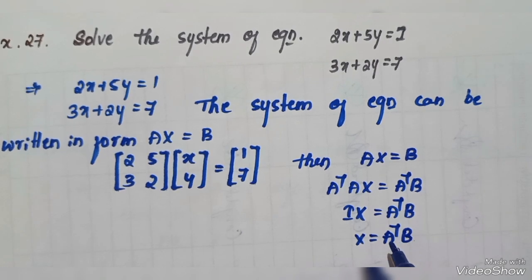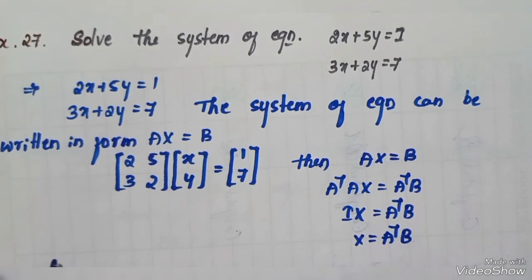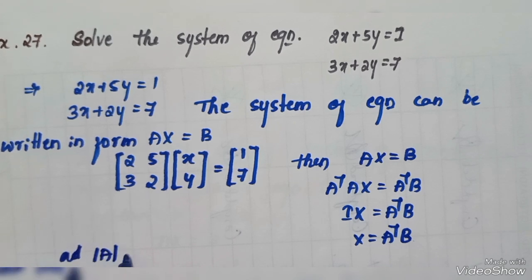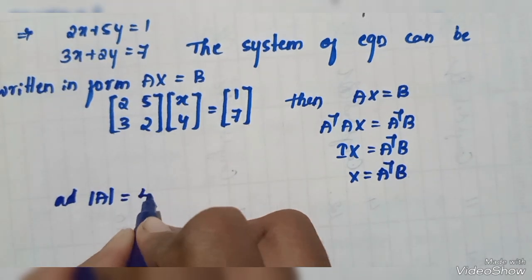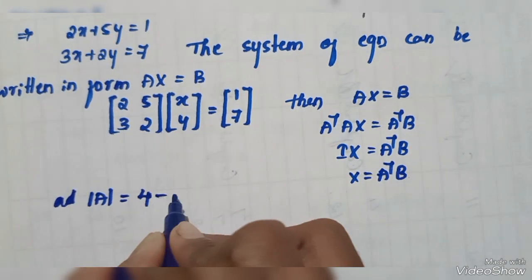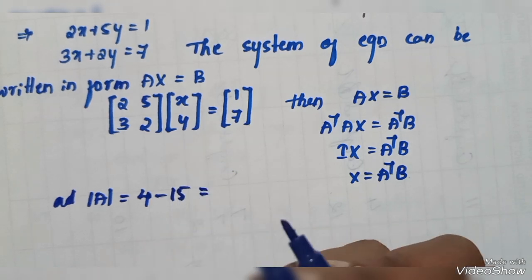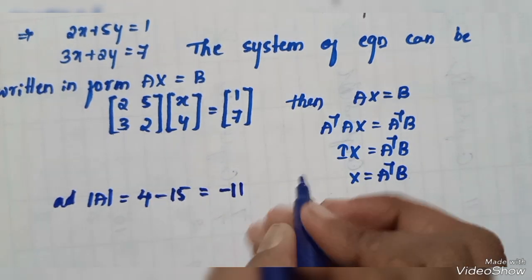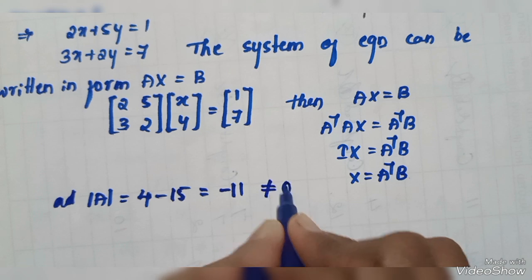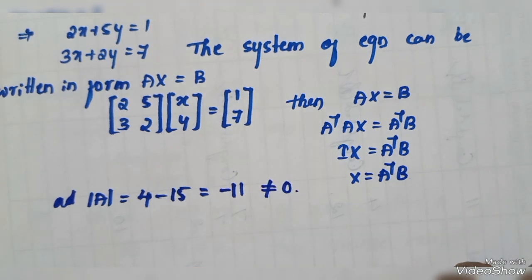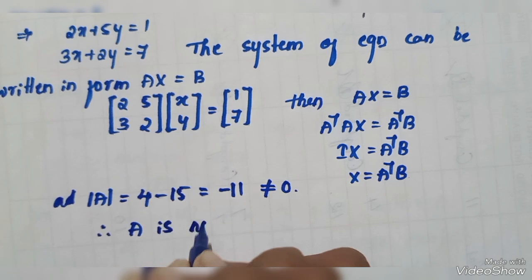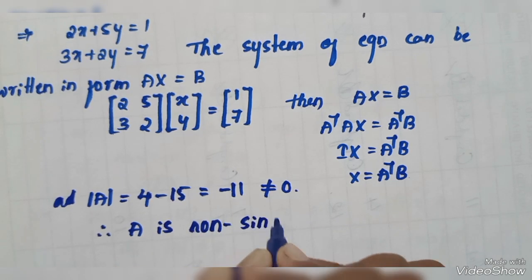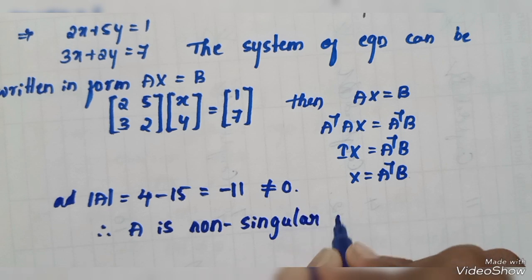Again we need the adjoint of A. First we have to check the determinant of A. What is the value of the determinant of A? 2 into 2 is 4, 3 into 5 is 15. 4 minus 15 is minus 11. Minus 11 is not equal to 0. Therefore, A is a non-singular matrix.